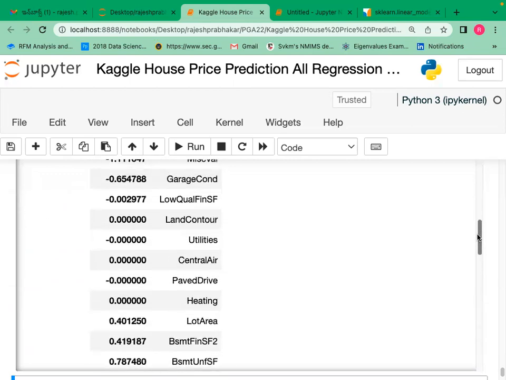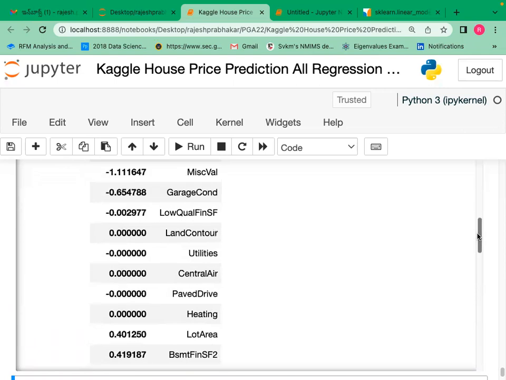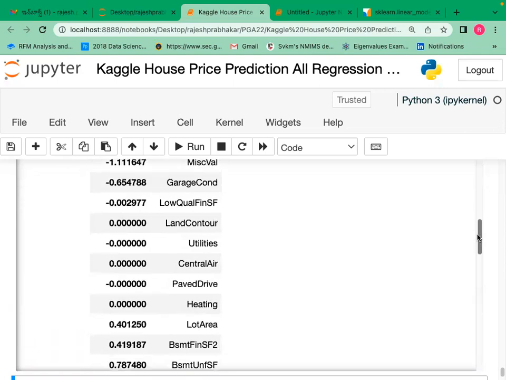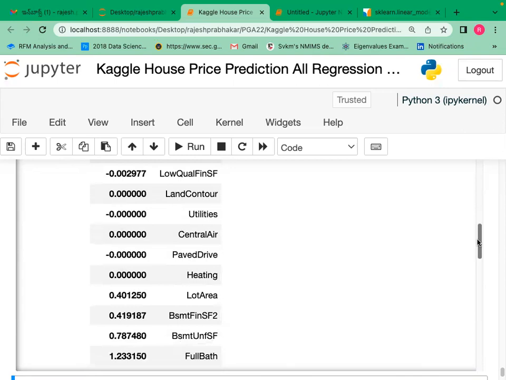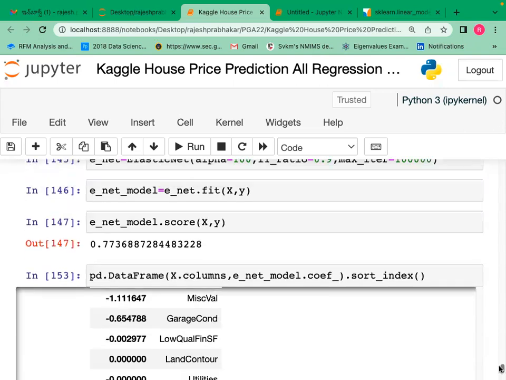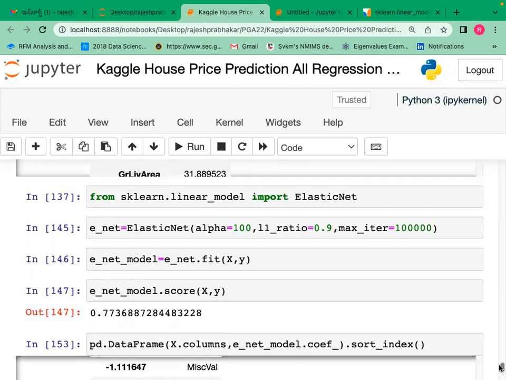See, land contour, utilities, central air, paved drive, heating. These are the zero variables, right? In ridge, we didn't get anything zero. Here we got zeros because this is lasso plus ridge. First lasso will be run on that, then ridge. So we'll get zeros. Now you can try predicting on test data and upload it into Kaggle and see whether the score will improve.